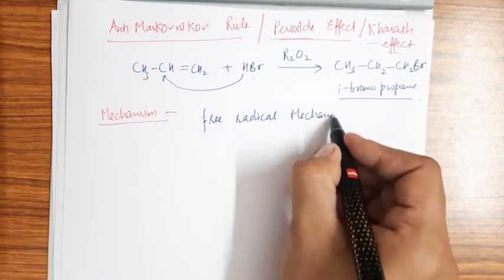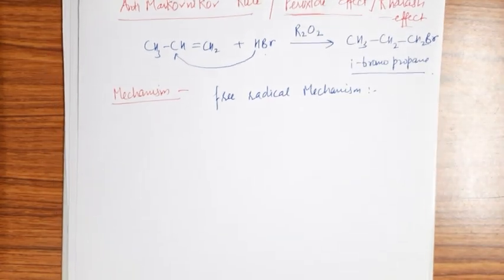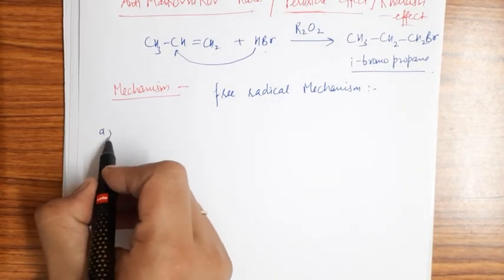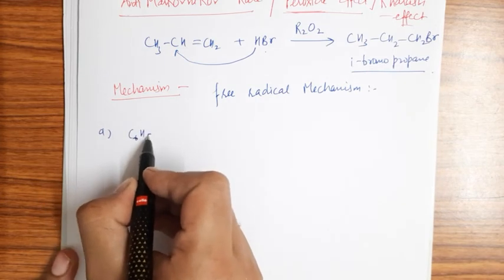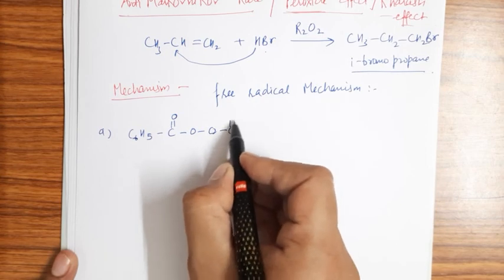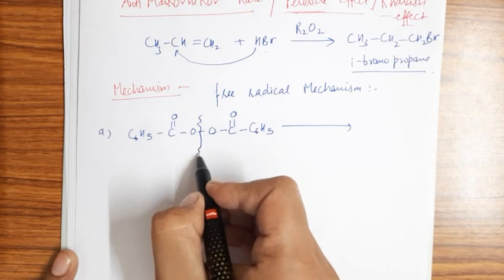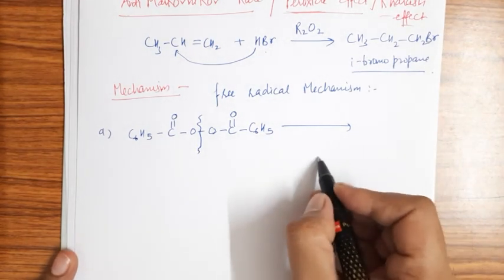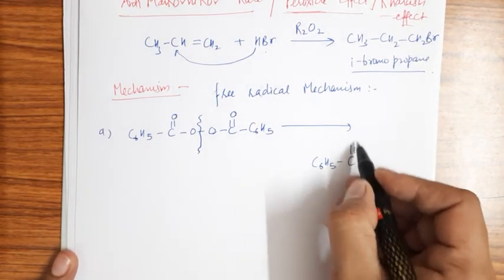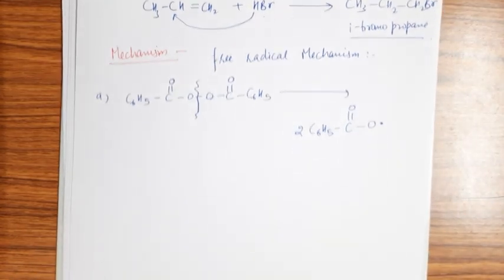So here as peroxide I am taking benzoyl peroxide, right? So in the first step, I am taking benzoyl peroxide and it undergoes homolytic fission. Through homolytic fission we will get free radicals. Here we get 2 free radicals.